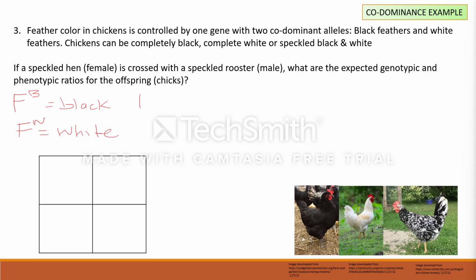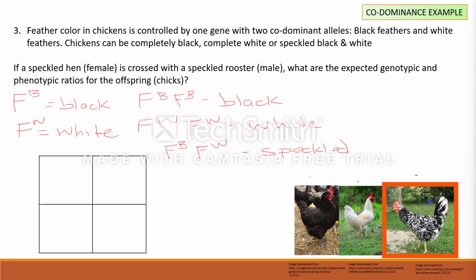For the chickens, they could be either FB, FB, so have 2 copies of the black allele, and they will have black feathers entirely, like this one down here. Or they could be FW, FW, have 2 copies of the white allele, and be completely white, like this one down here. Or they could be heterozygous, FB, FW, and then they would be a combination of black and white that we would call speckled. Now that we have this information, we can use it to solve our genetics problem.